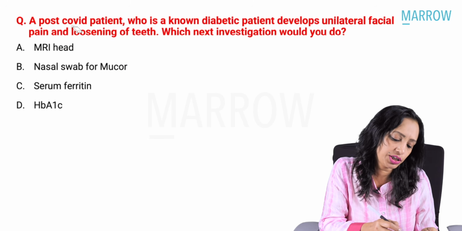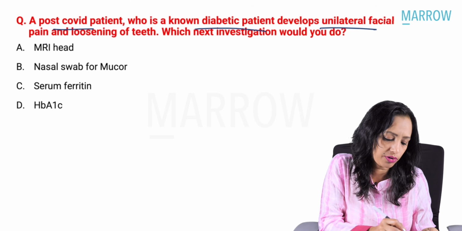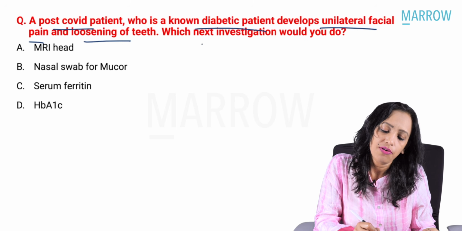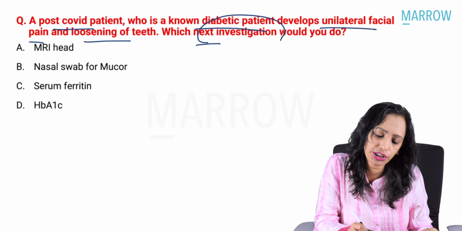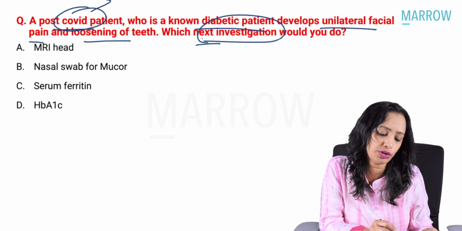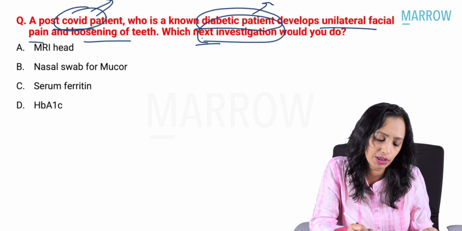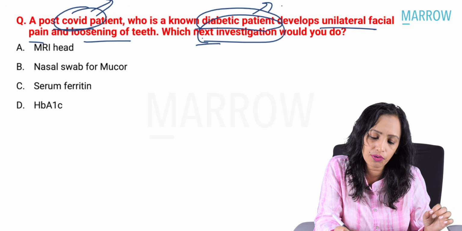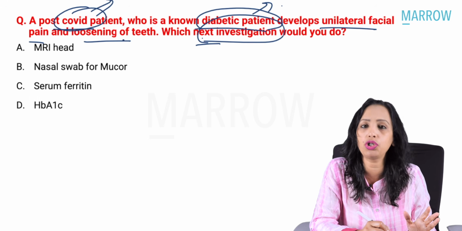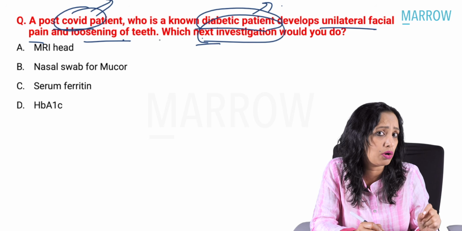So coming to the next question. A post-COVID patient who is a known diabetic develops unilateral facial pain and loosening of teeth. Which next investigation would you do? So he's a post-COVID patient, so probably he was on steroids, which depicts the immunosuppressed status. Again, diabetic, so immunosuppressed, and he has now come to you with a complaint of unilateral facial pain and loosening of teeth. Whenever such a patient comes to you, what is the first thing that you would like to rule out?